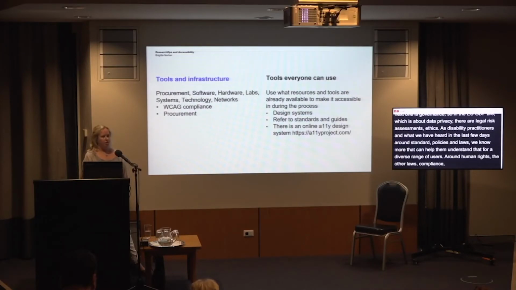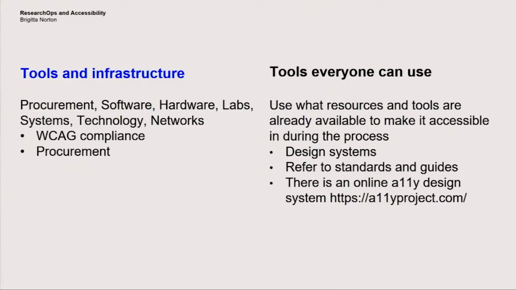The last one is tools and infrastructure. And this is where, as accessibility experts, we can come in and do those checks as we go along. Making sure they're WCAG compliant, making sure the procurement processes are in place. The research ops community is growing so fast as a practice, and they're coming up with new tools. But are they accessible? Not necessarily. So we need to use what resources and tools are already available to make it accessible during the process. Design systems are already out there. There are online accessibility design systems that you can use, which refer to standards and guides, and feeding that back into the research ops community as well.